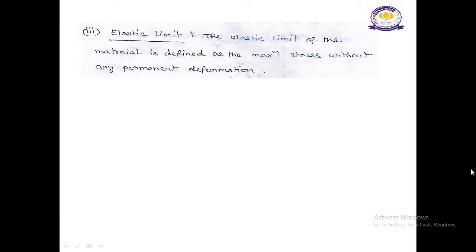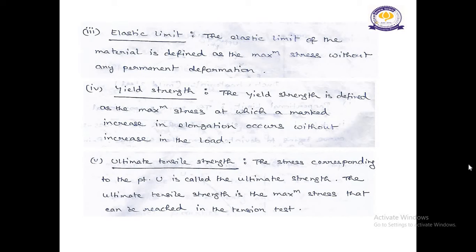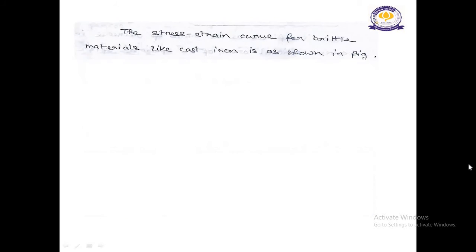The elastic limit of the material is defined as the maximum stress without any permanent deformation. Number 4, yield strength. The yield strength is defined as the maximum stress at which a marked increase in elongation occurs without increase in the load. Number 5, ultimate tensile strength. The stress corresponding to the point U is called the ultimate strength. The ultimate tensile strength is the maximum stress that can be reached in a tension test.